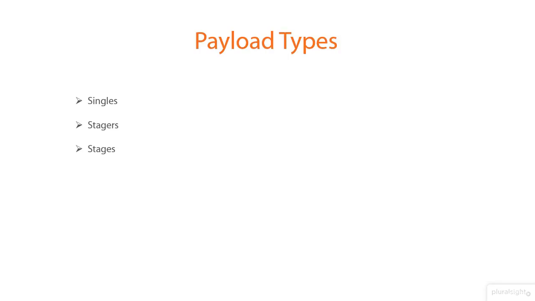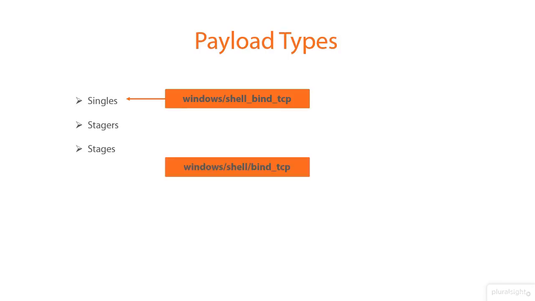Whether or not a payload is staged is represented by the forward slash in the payload name. For example, windows/shell_bind_tcp is a single payload with no stage, whereas windows/shell/bind_tcp consists of a stager, which is the bind_tcp, and a stage, which is the shell.